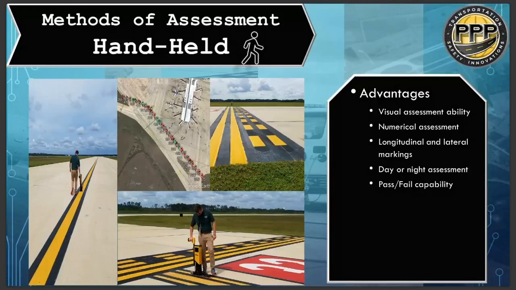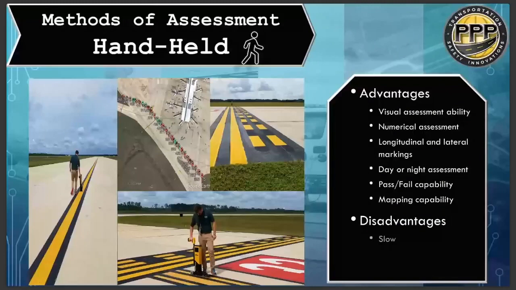Mapping capability, this particular unit, the Stripe Master 2 Touch, has a GPS in it. And so every time you pull that trigger, it logs where it's at on the runway. Disadvantages, it's slow. It's as fast as you can walk and pull the trigger. So it's a little bit slower, especially when you compare it to the upcoming mobile.